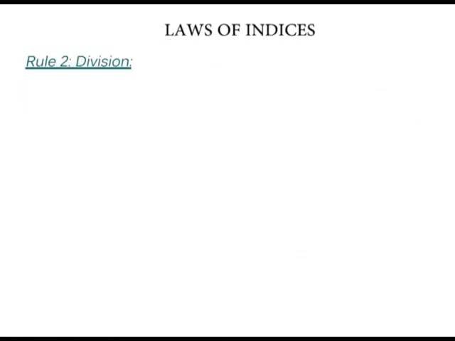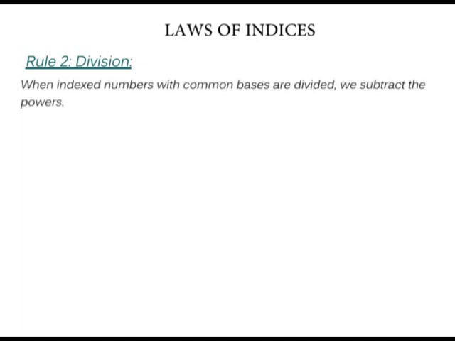Rule 2. Division. When indexed numbers with common bases are divided, we simply subtract the powers. That is, 3 raised to power 5 divided by 3 raised to power 3 is equal to 3 raised to power 5 minus 3, which is equal to 3 raised to power 2. 4 raised to power 7 over 4 raised to power 2 is equal to 4 raised to power 5.